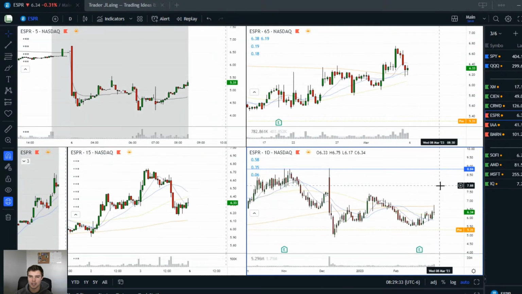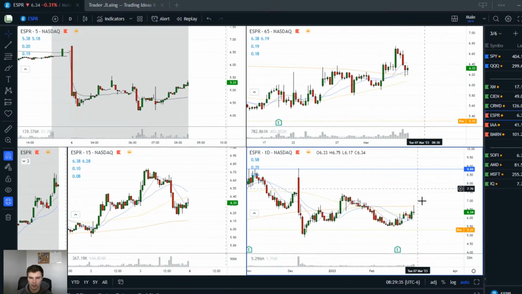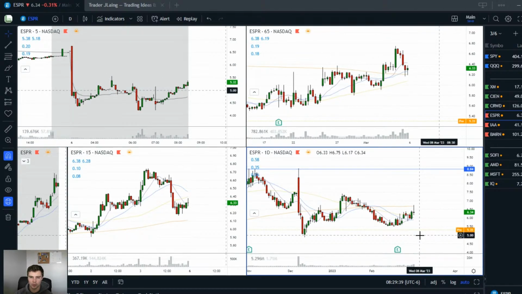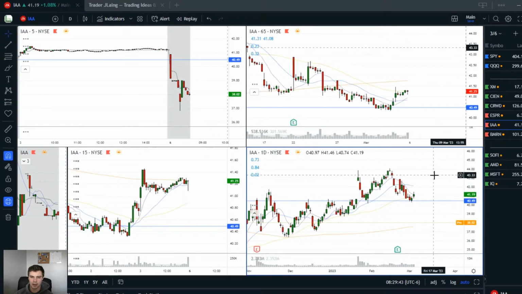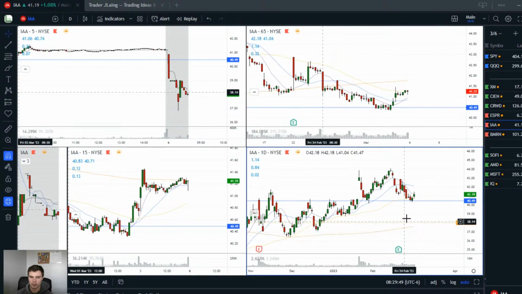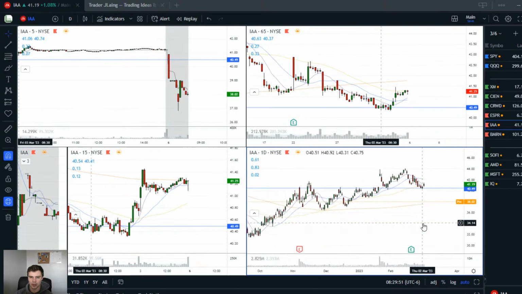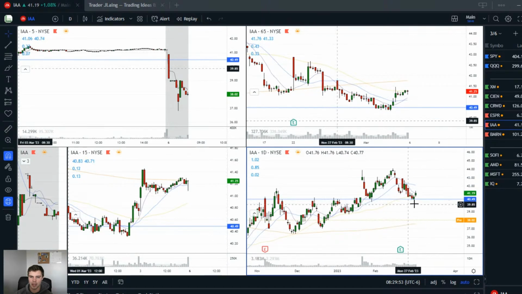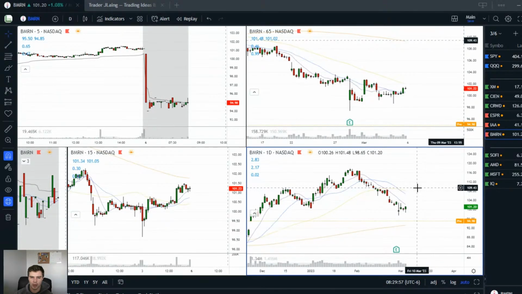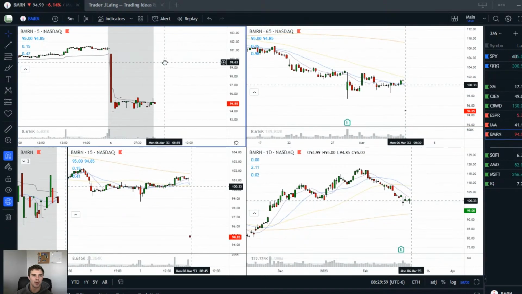On the short side, this ESPR is looking pretty good, clearing this whole area of support right here. Should have room down to about $5 right there. IAA, another good one, mega gap. It is right at this 200 period moving average, right at a little bit of support, so might be a little bit cautious here, but still a pretty nice gap, clearing multiple pivots. This BMRN, and we are about to open right now.